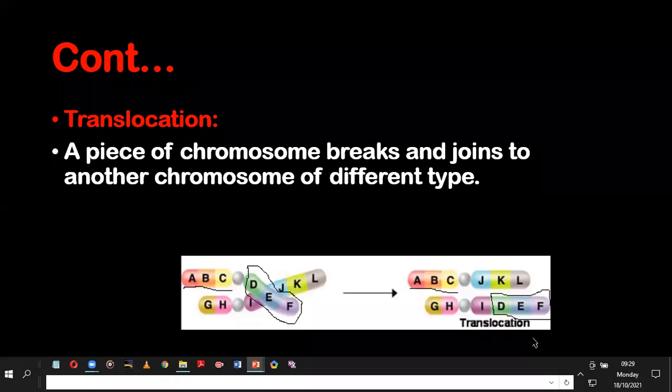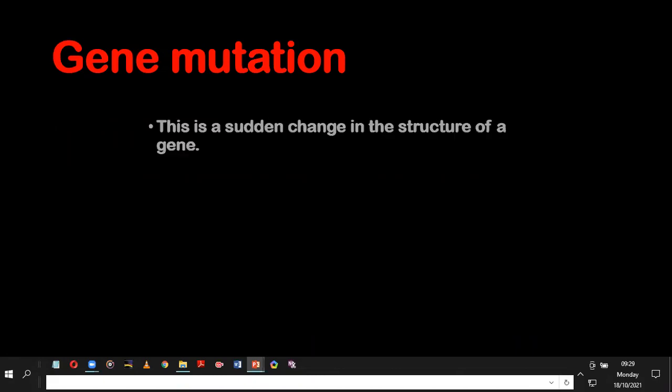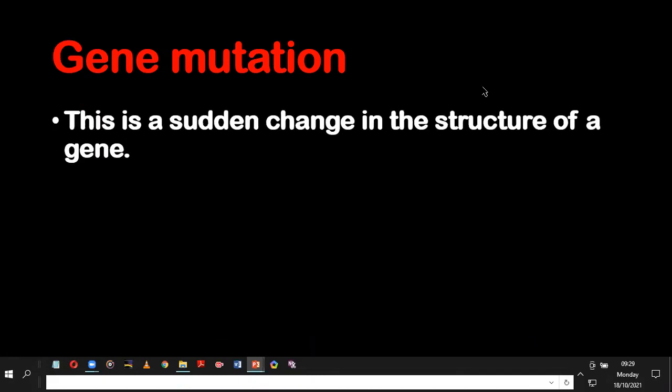Okay? What does that mean? The whole DNA is being exchanged. And so it impacts on the phenotype of the organism. So if the phenotype changes, then we shall say that mutation has occurred. Now with the gene mutation, the change occurs on the chromosome.